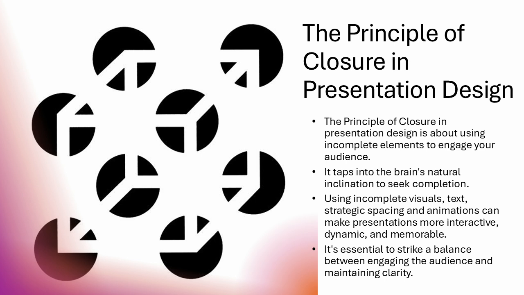It really is. So as we wrap up here, are there any key things to remember about using closure effectively? I think the most important thing is to remember that it's a tool. And like any tool, it can be used well or poorly. So it's not just about randomly throwing in incomplete elements. Right, it's got to be strategic. It has to have a purpose. Exactly. You have to think about your audience and what you're trying to communicate. And finding that balance again. Always about balance, right? Not too much closure, not too little. You don't want to confuse people, but you also don't want things to be boring.